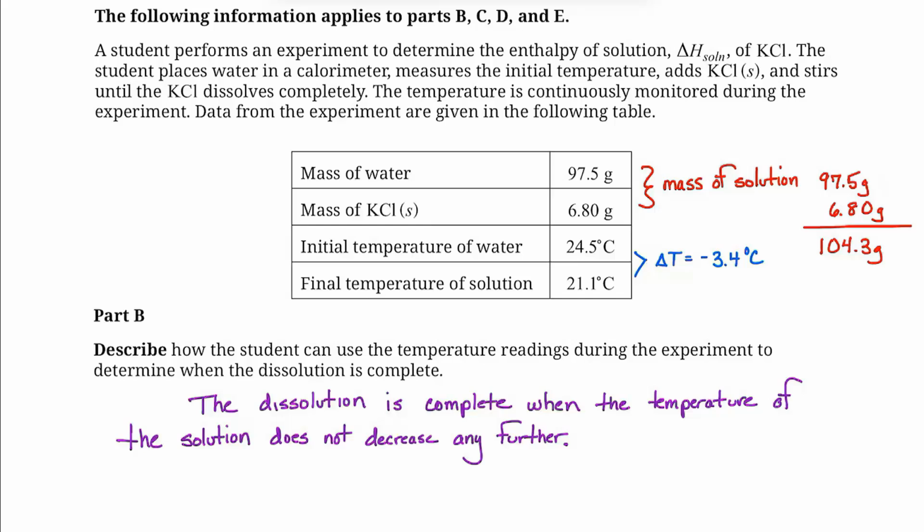So I said that the dissolving is complete when the temperature of the solution does not decrease any further. Or you probably could say that just when the temperature starts to increase, or just when the temperature doesn't change anymore. It should continuously drop until all of the KCl dissolves. So when the temperature is decreasing and then it doesn't get past that temperature or just starts to warm up, you know that's the point where the solution is no longer absorbing energy, which means KCl is no longer dissolving. We've run out of it. It's the limiting reagent. On to 1C.